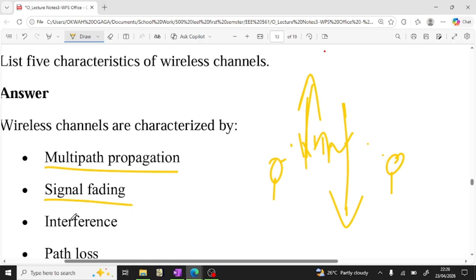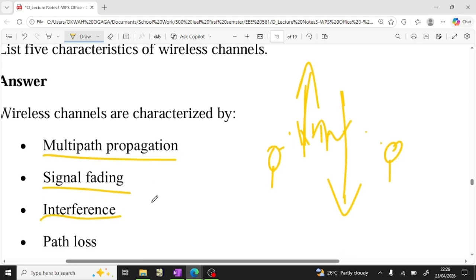Then the other property of a wireless channel is what? Interference. This is another property of it. And what interference actually means is that while you are trying to communicate wirelessly with another person or another point, there can be other signals, because this is air. You are communicating through air, so other signals can even interfere with your signal. So interference is a property of wireless channel.